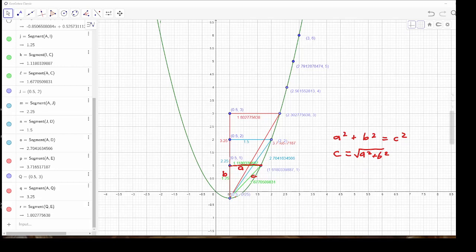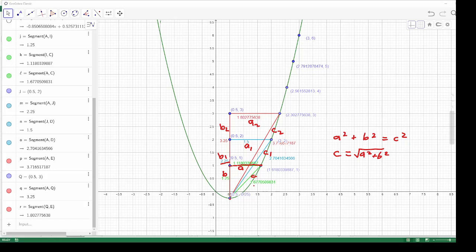So for the second triangle, the length is going to be from negative 0.25 up to 2. So the length there will be 2.25, and that will be our, let's say, B sub 1. And A sub 1, the length is 1.5. Now, of course, 1.5 squared is 2.25, and then the square root of A squared plus B squared is going to give us C sub 1, and that is 2.704. And the third triangle is going to have B2 with a length of 3.25 and A2, which is the square root of 3.25, and then C2 gets us 3.716.